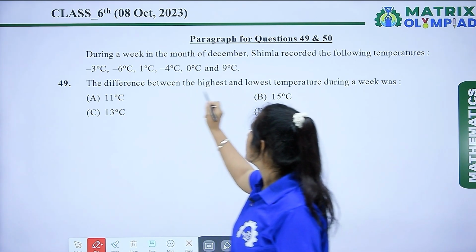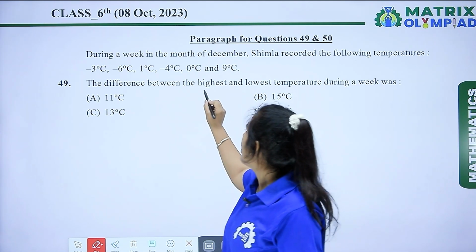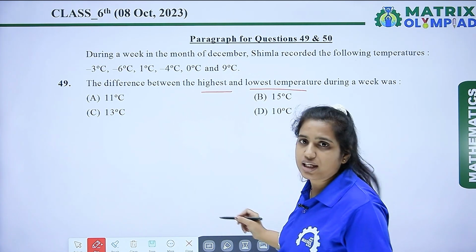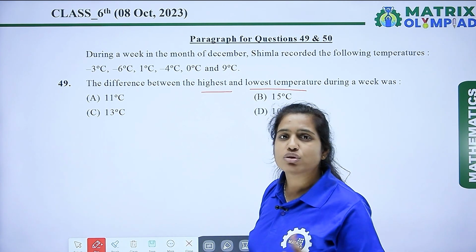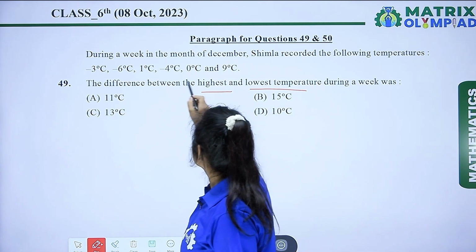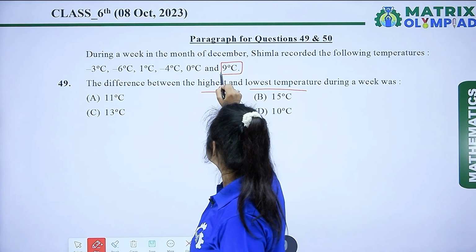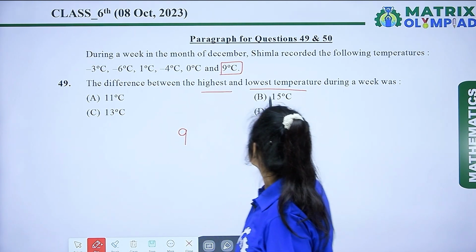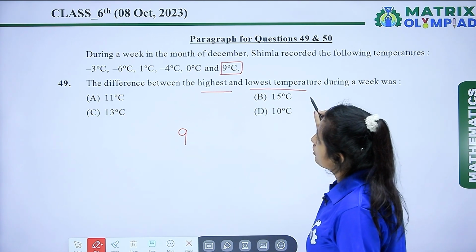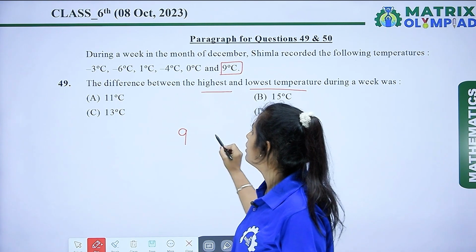The difference between the highest and the lowest temperature during a week was. आपको highest और the lowest temperature देखना है. So here out of this data we have to find out the lowest and the highest. Now here the highest number is 9, which is in the positive. So here the highest degree is 9. Then the lowest temperature is, here we can say the lowest temperature is -6.